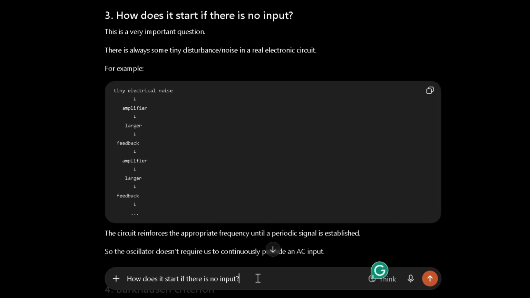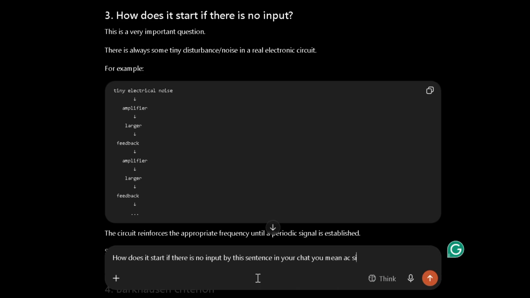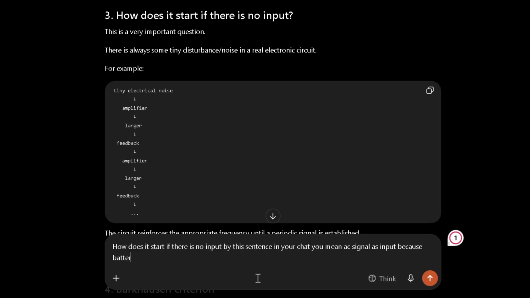By this thinking in your chart, you mean AC signal as input, because here the battery is asking what input. It was getting turned into DC.